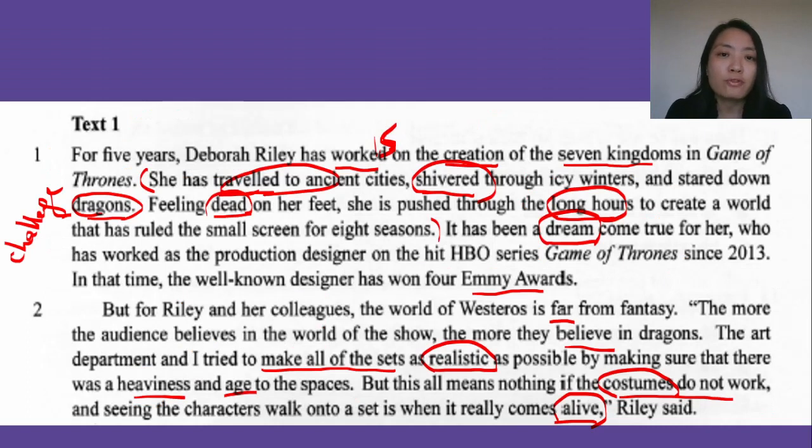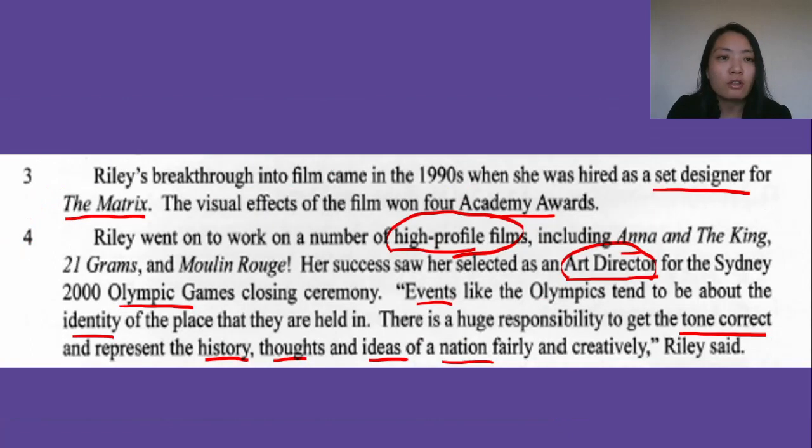So we look at text 1 first. Remember earlier in text 1 you're trying to see, is it talking about her life or is it talking about her skills? So this one is talking about what she did and all that, and then it became a dream come true for her. And then here again it talks about what she did, to make the set realistic, how it's important for her and how she wants to make it come alive. And then it talks a bit about her life here, about when the film came, she was hired as set designer, and then she did all these films and also events in the Olympics.